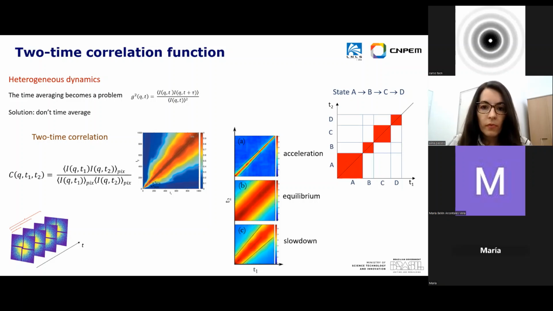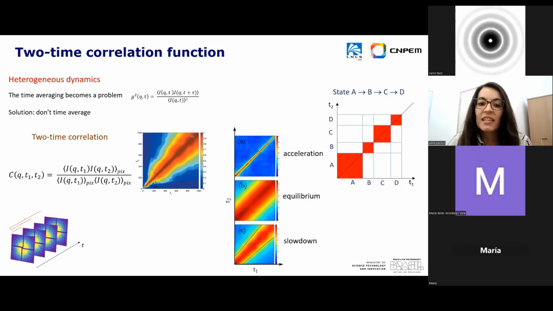So it's already correlated in this region, and then as time goes on, things are becoming slow. It's correlated more and more. So you have this characteristic profile. That means things are slowing down.